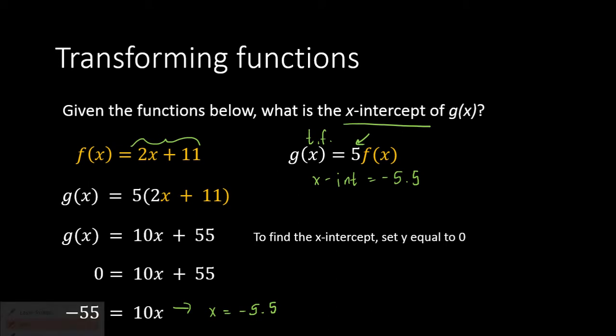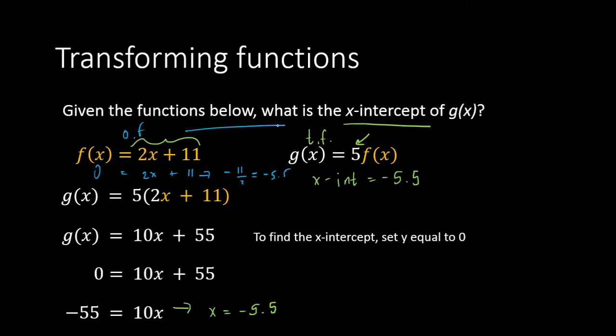Let's compare it to the original. For my original function, to find the x-intercept, I would have set y equal to 0. Solving for x, I would get negative 11 over 2, which is still negative 5.5. So again, notice that going from my original function to my transformed function, I multiplied the function by 5, but my x-intercept stayed the same because I didn't affect the equation horizontally. I only affected it vertically.